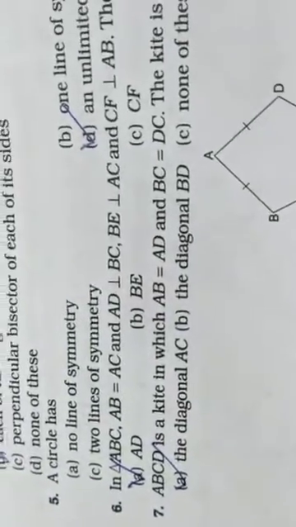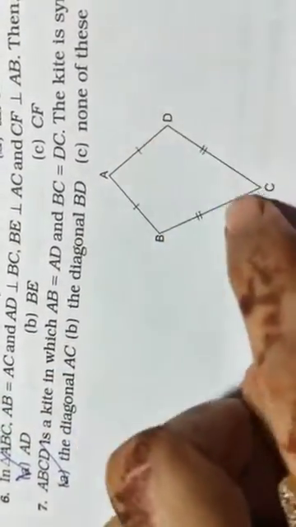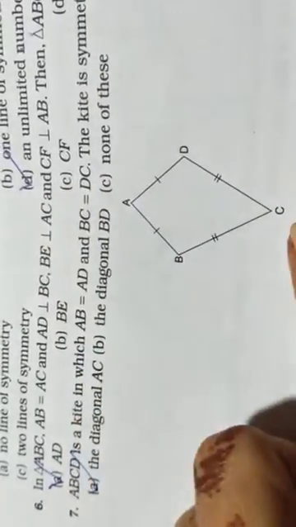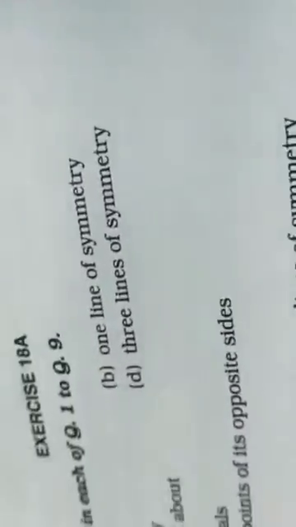ABCD is a kite in which AB is equal to AD and BC is equal to DC. You can see AB, AD, BC, DC. The kite is symmetrical about the diagonal, done earlier. Okay class, you can draw here also. Yes, all these questions just do in the book only.